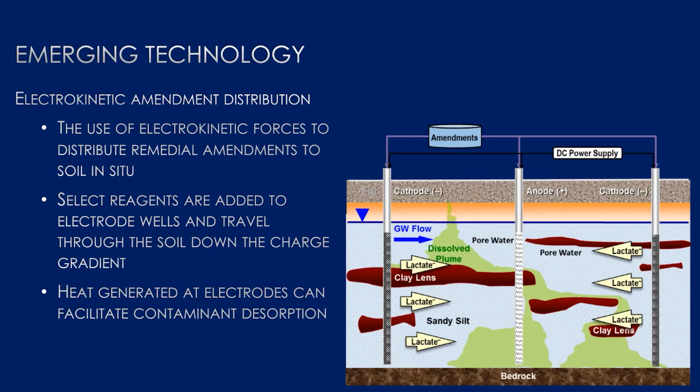It's also worth noting that in this setup, there are 3 electrodes rather than 2. In this case, the amendment is lactate, which is negatively charged. That means that there will be 2 cathodes on the outside of the system at either end, with an anode in the middle to attract the lactate to the center. This creates 2 electrolytic cells back to back, with lactate converging at the anode of both. This is where the lactate and the dissolved contaminants that it picks up along the way will be removed. Another notable feature of this method is that the heat generated at the electrodes can facilitate contaminant dispersion, which makes it easier for them to attach to the amendments.